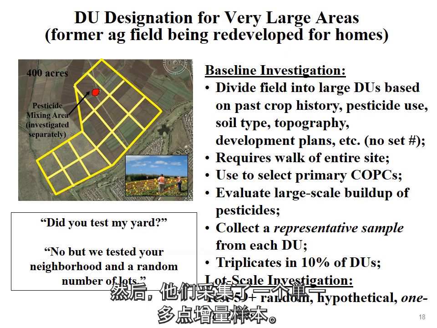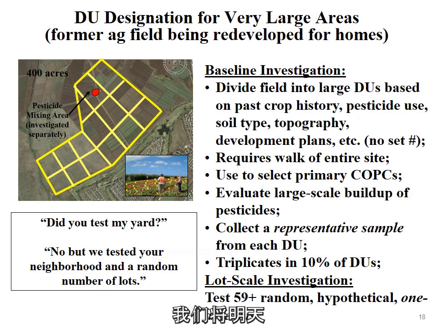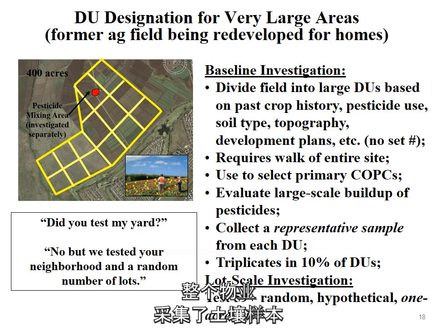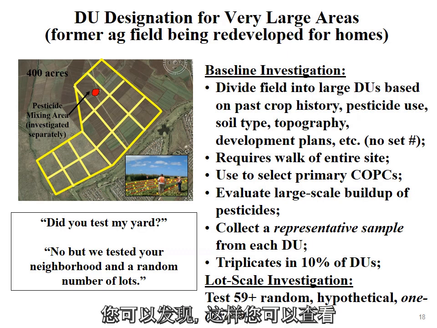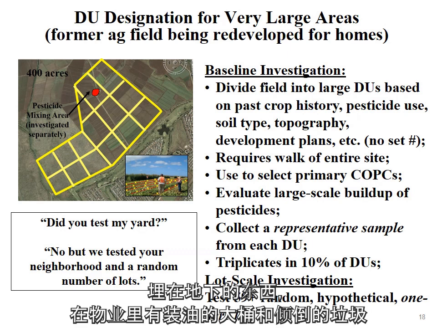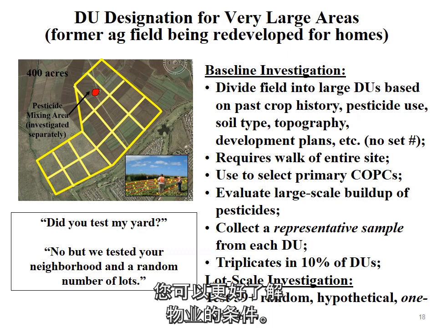And then they'll collect a single multi-increment sample. You know, when they get this big, it may be 100 increments. We'll talk more about that again tomorrow and in the third and fourth presentations. But they'll have their consultant walk the entire property collecting soil samples from each one of the decision units. And the nice thing about this is that it allows you to check the entire property and be surprised what you find buried or dumps within the property you may not have known about before. They get a much better idea of the condition of the property.